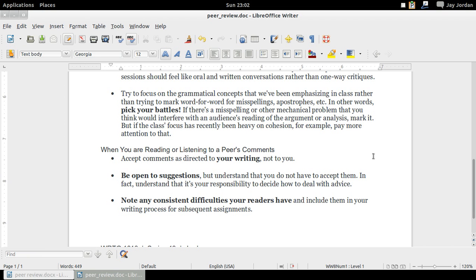And then a last point: note consistent difficulties your readers have. If you notice that multiple people reading your writing make the same kinds of comments, if there's a pattern to their comments, that suggests you should pay attention to that. You should keep a log. You should try to include that kind of feedback in your writing process for subsequent assignments. So if someone's noticing a problem with cohesion, for example, and that's a consistent thing people are noticing, then you know for future assignments you need to pay attention to cohesion.